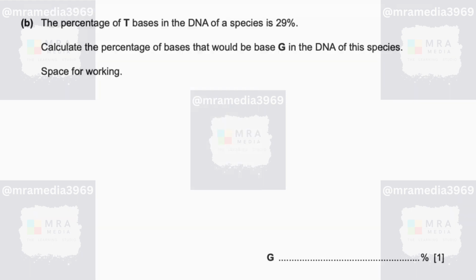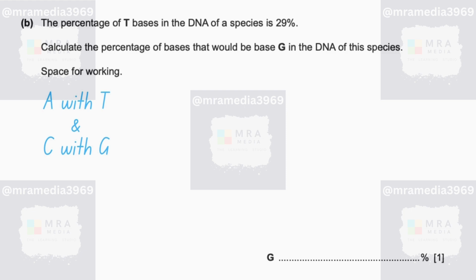Alright, so the percentage of T bases in the DNA of a species is 29%. Calculate the percentage of bases that would be base G in the DNA of the species. Now, some students might panic or get confused seeing a question requiring mathematical operations. However, I assure you, this is quite simple. Remember, in DNA, the four nitrogenous bases pair up in a selective order, A with T and C with G.